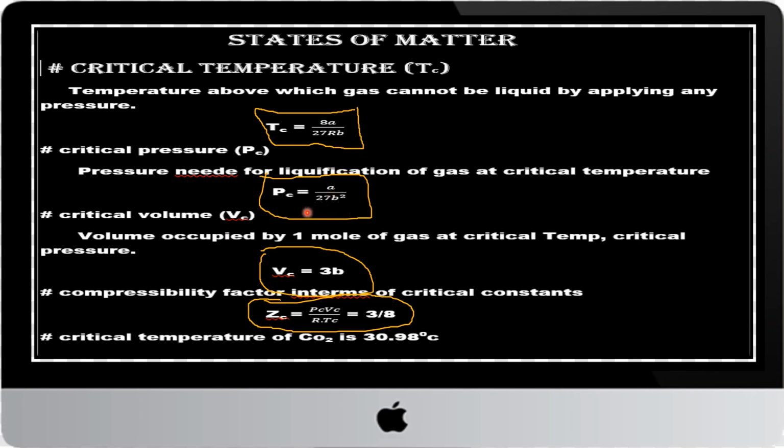Remember this formula too. Coming to critical volume VC, the volume occupied by 1 mole of gas at critical temperature and critical pressure. It is represented VC equals 3B. Remember this too. Then coming to compressibility factor in terms of critical constants, PC VC by R into TC, we get it as 3 by 8. Remember this ratio. It may be a direct question asked in the final exam.